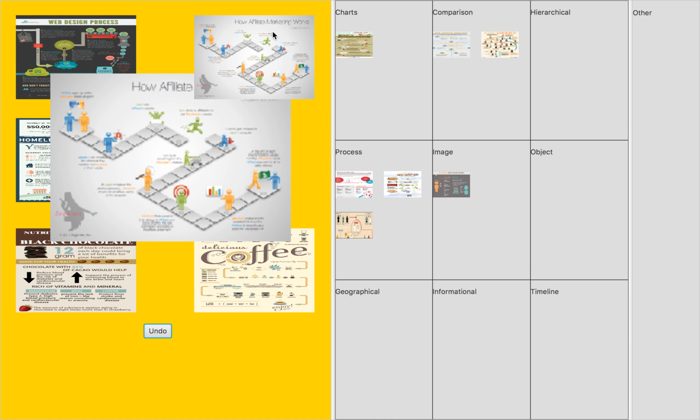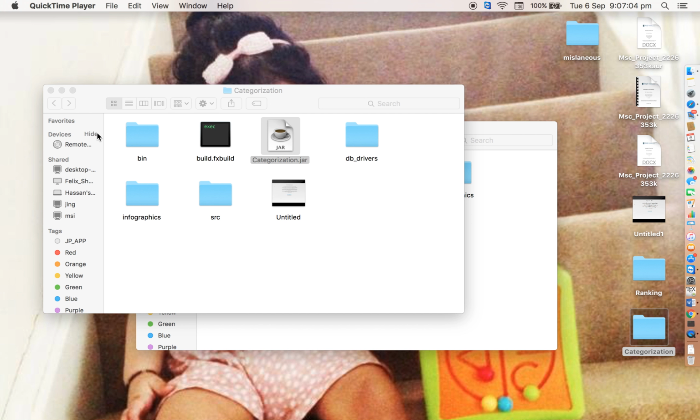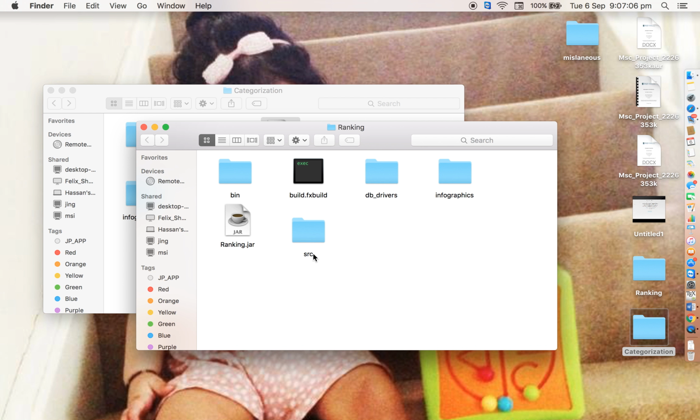Once all the infographics are placed into the categories, which were around 200, the results can be seen in the database and could be compared and analyzed. Moving on to the second application, which is the ranking application.